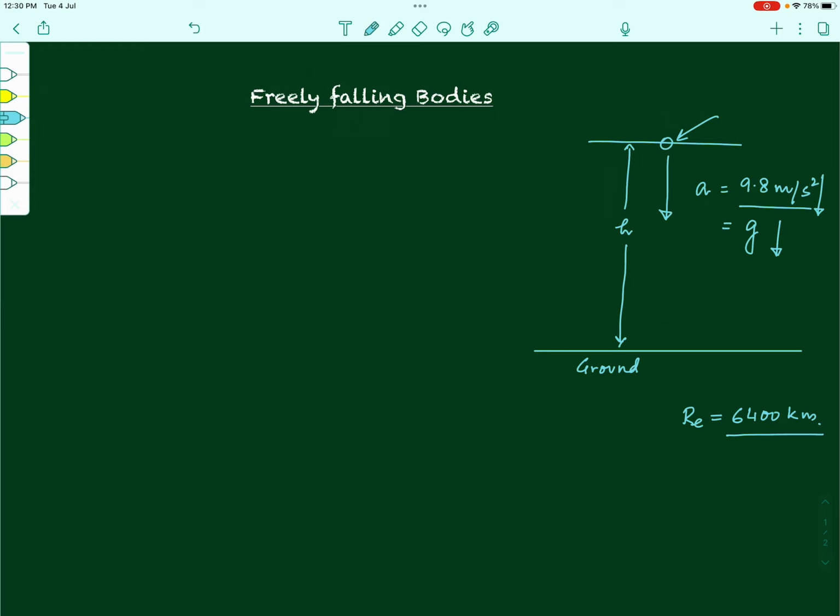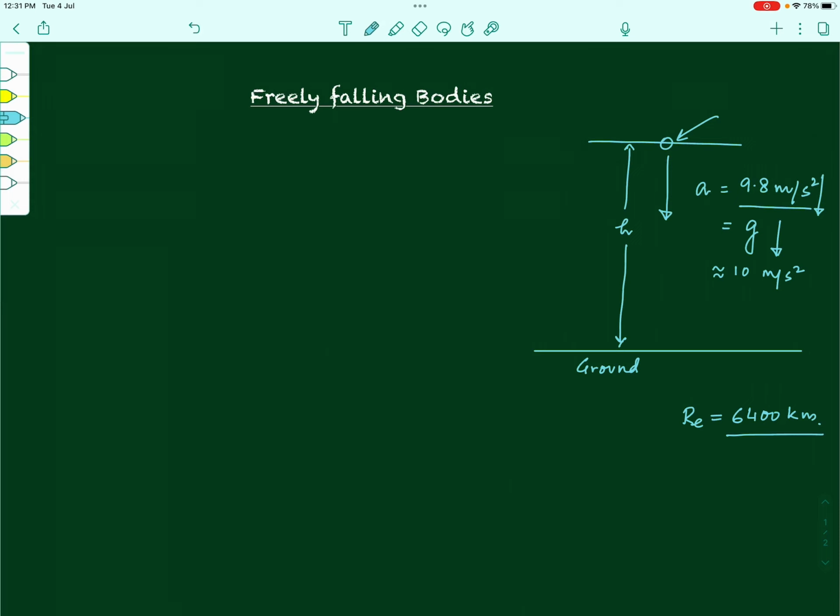So we say that if this condition is true, that there is no air resistance and h is quite small in comparison to the radius of the earth, then this body will fall down with a constant acceleration of g, 9.8 meter per second squared. Sometimes you might find this value of g mentioned as 10 meter per second squared also. This is done for the sake of convenience of mathematics.